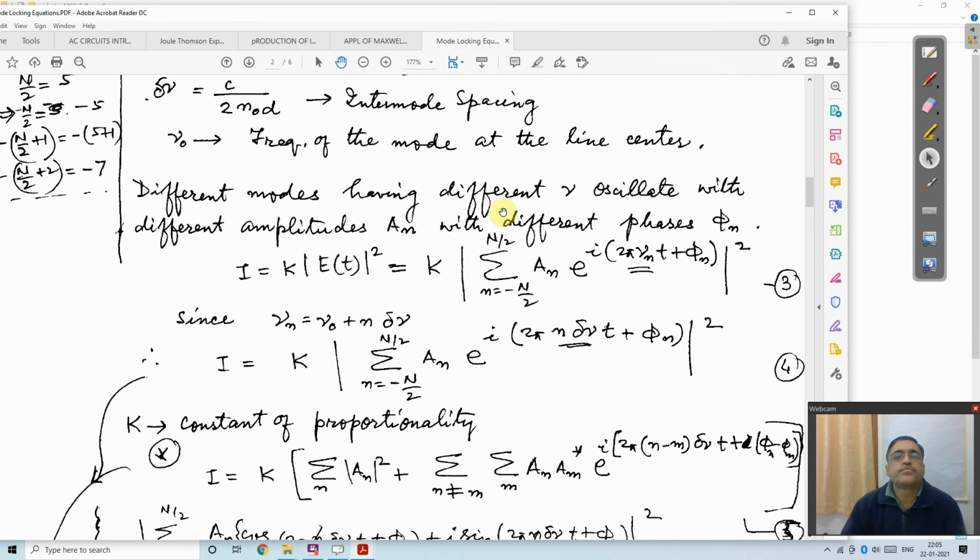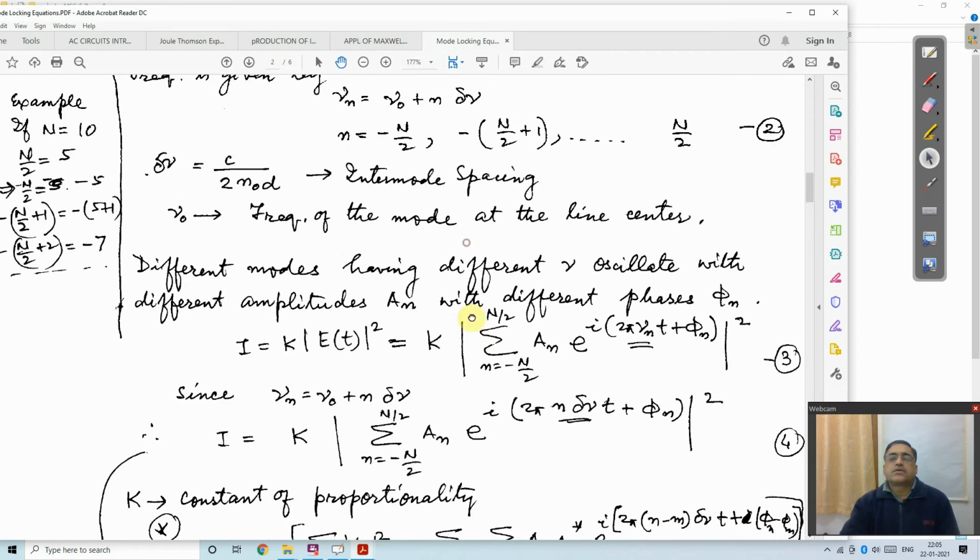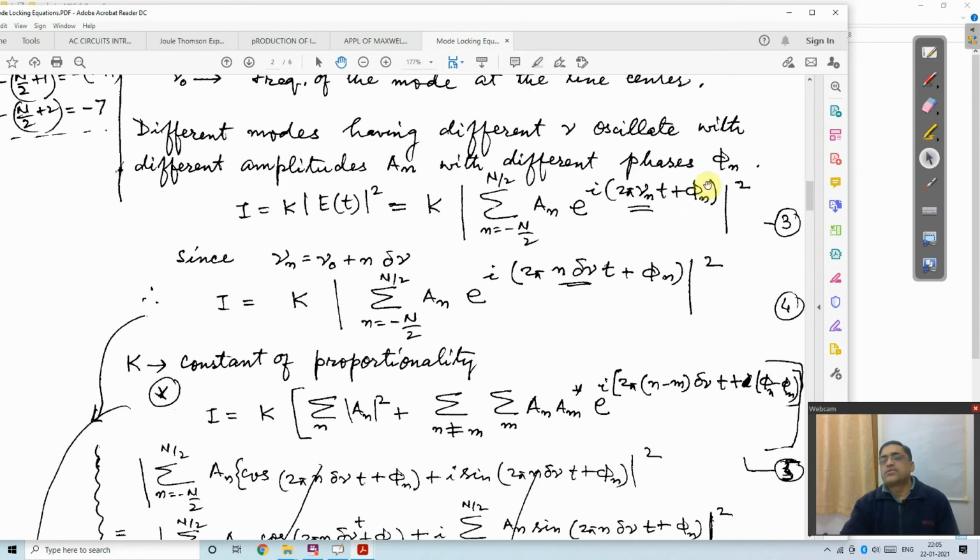Different modes having different frequencies oscillate with different amplitudes a_n and with different phases phi_n. So the total intensity, as I told, will be some constant and the square of the magnitude of the amplitude. Since nu_n is equal to nu_0 plus n delta nu, we may substitute it here.